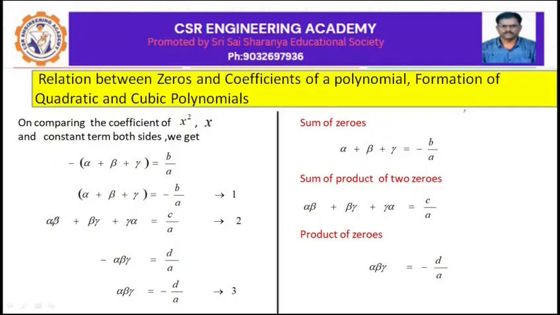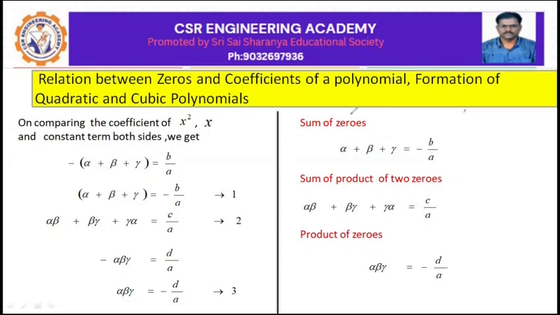Comparing x coefficient, that is alpha beta plus beta gamma plus gamma alpha is equal to c by a, equation 2. Comparing constant term, that is minus alpha beta gamma is equal to d by a. Alpha beta gamma is equal to minus d by a, equation 3.